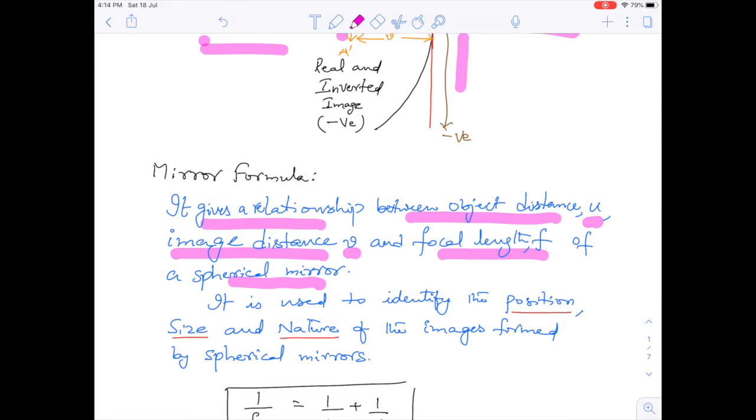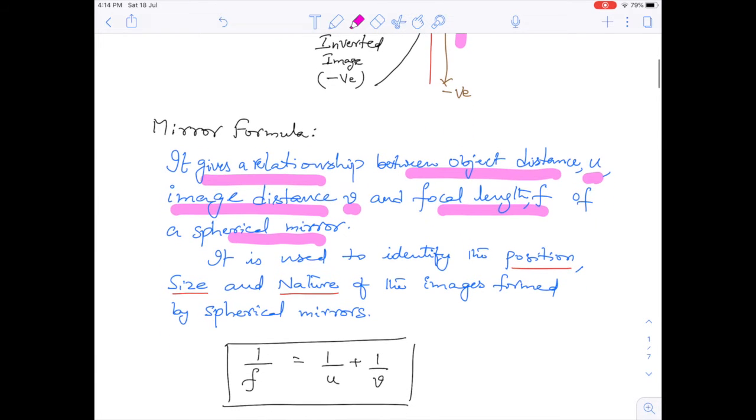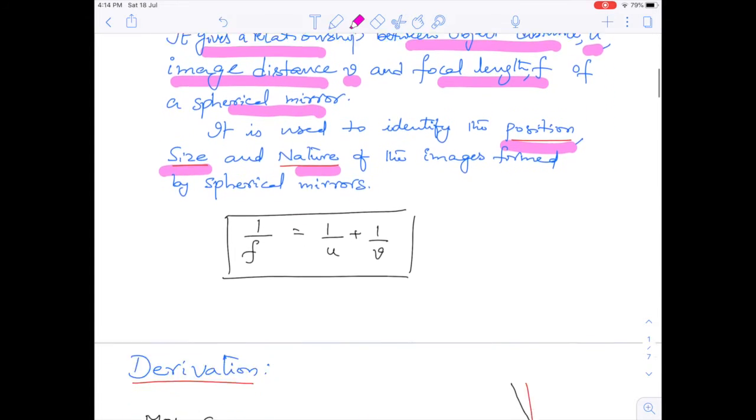Now, why do we need that? With this single formula, we can measure all different things related to spherical mirrors. It is used to identify the position, size and nature of the image: where exactly the image is positioned, what its size is, whether it is enlarged or diminished, and what its nature is, whether it is real or inverted. These things can be found from this formula. And what is this formula? 1 by f is equal to 1 by u plus 1 by v. Now, let us derive this particular formula.